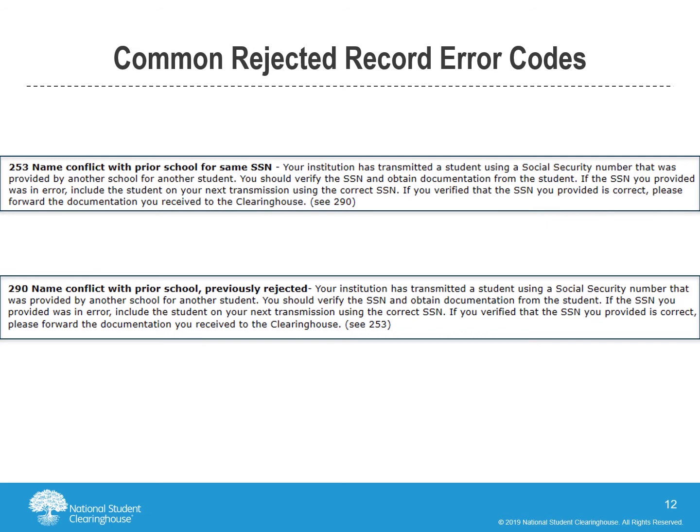Specifically, what happens is a Social Security number that is being presented on your enrollment file is already attached to a student in our database that we are not able to identify as being the same person present on your enrollment file. As Social Security numbers are unique to each person, we cannot allow the conflicting records into our database, and so they are rejected from the file.